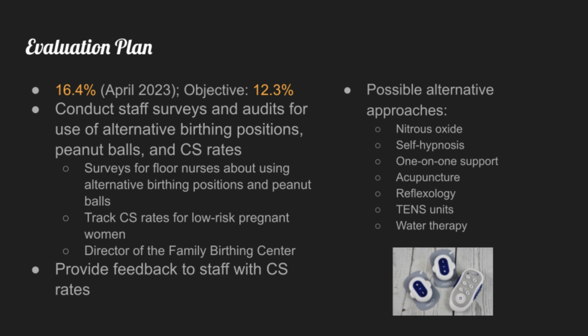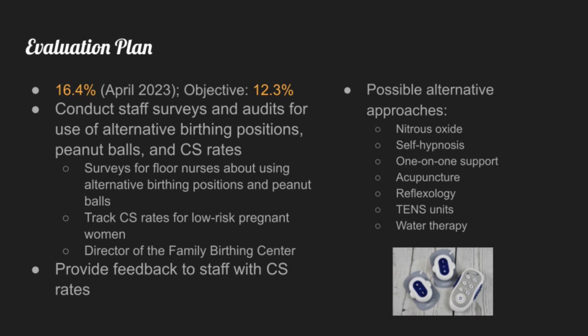And this brings us to our evaluation plan. Recall that the goal of this particular Southern California Urban Hospital, their family birthing center, was to reduce the cesarean section rate from 16.4% to 12.3%, according to their director of the family birthing unit. These rates should be tracked throughout the implementation phase, which, if you recall, was about 2 months. It was a 2-month plan.